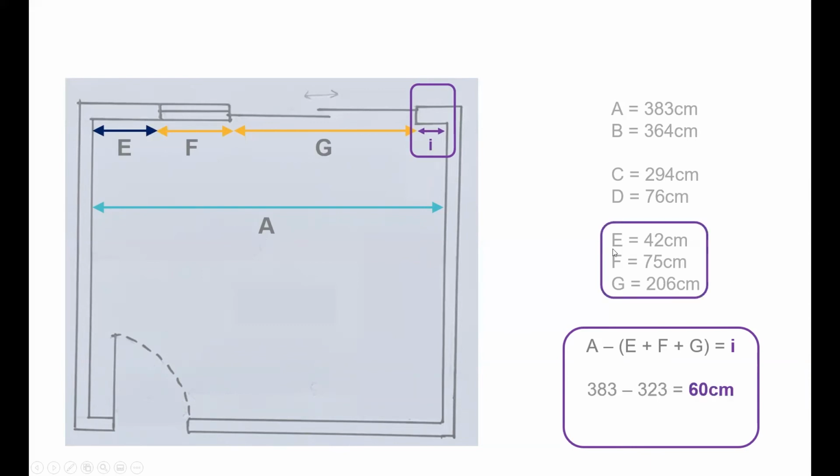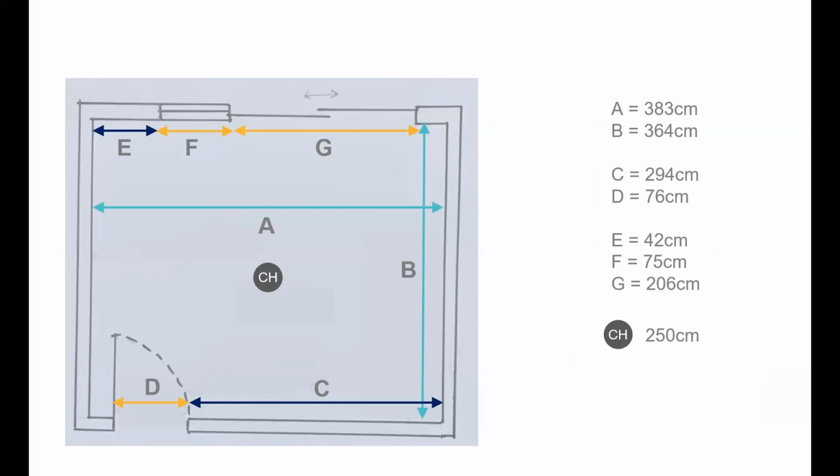So you can see here, if I've added all those together, that comes to 323, minus that off this figure here, which is A, and then we've got 60 centimetres left. So we know that I will be 60 centimetres. So I know I've got enough room for the depth of a wardrobe there. So that's how we use maths to work out any missing measurements. So don't worry if you miss one or two, as long as we've got the main key measurements.